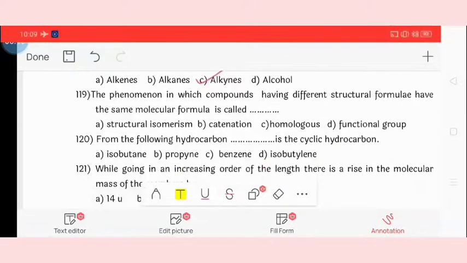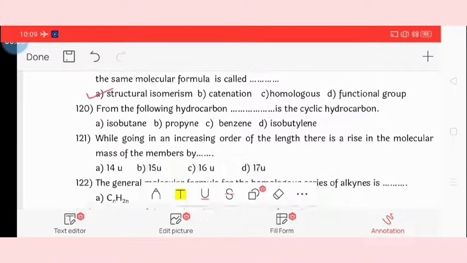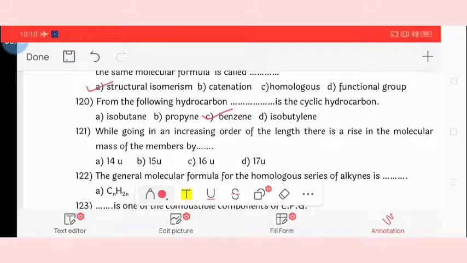Next, the phenomenon in which compounds having different structural formulas have the same molecular formula is called structural isomerism, catenation, homologous, functional group. So the correct option is option A, that is structural isomerism. Next, from the following hydrocarbons, dash is the cyclic hydrocarbon. So we know that benzene is the cyclic hydrocarbon. So the correct option is option C, that is benzene.